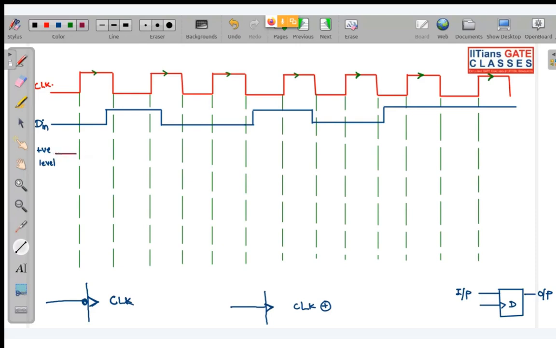So look over here. At this point, the flip-flop senses that this is your positive level. If it is positive level, then this flip-flop is allowed to make changes in the output. But what is the input? Input is still 0. It is 0, 0, 0. At this precise moment, you can see that your output is going from 0 to 1, and this is lying in this positive level.